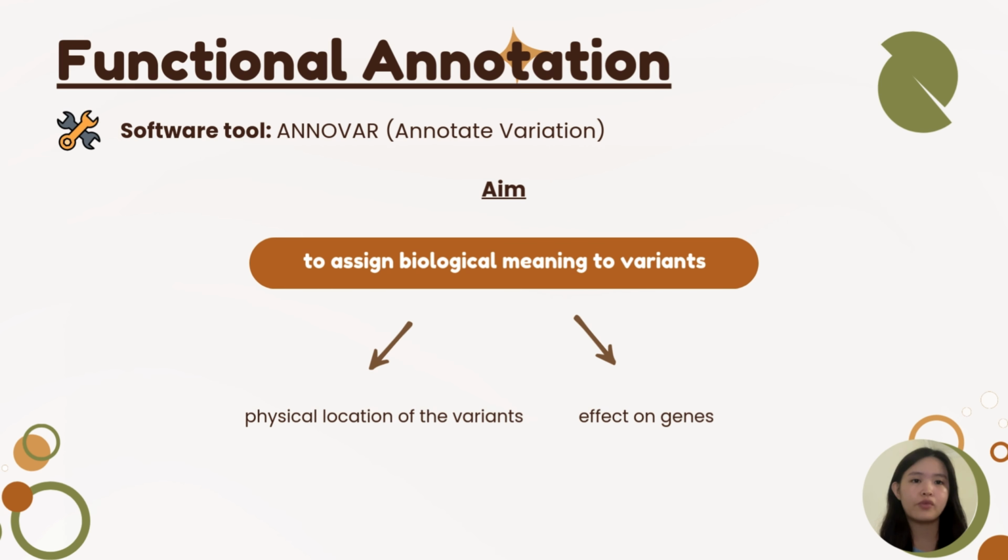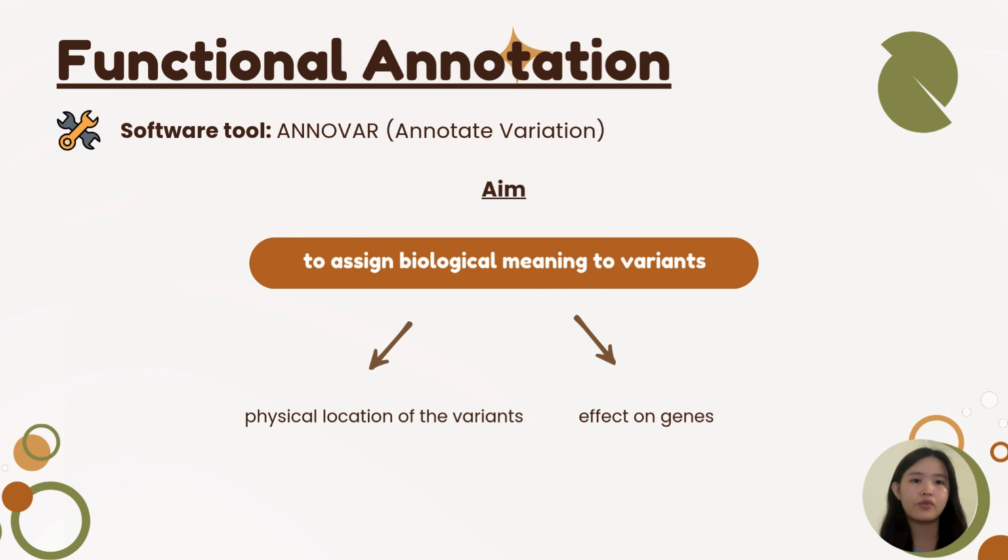It tells us the physical locations of the variants and predicts their effect on genes. This table shows the result of our functional annotation. These 5 columns are the key features of the annotation's result. The most important feature is Func.refGene, which indicates where each variant is located relative to gene structure.